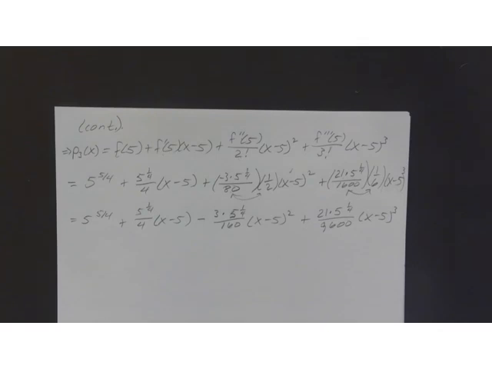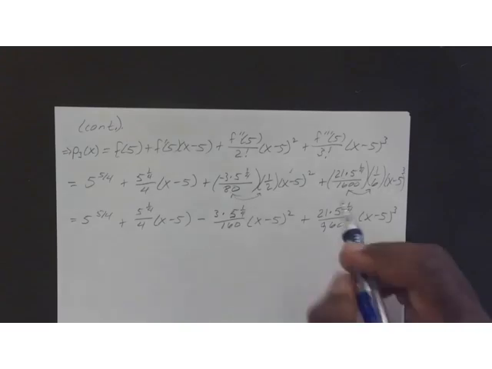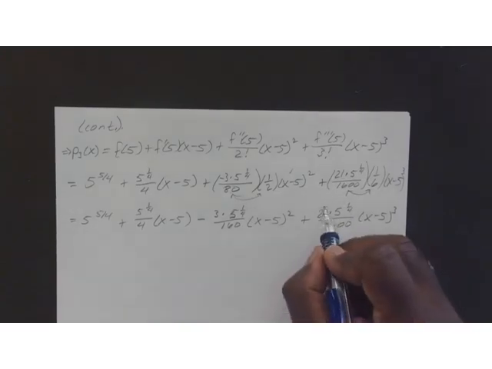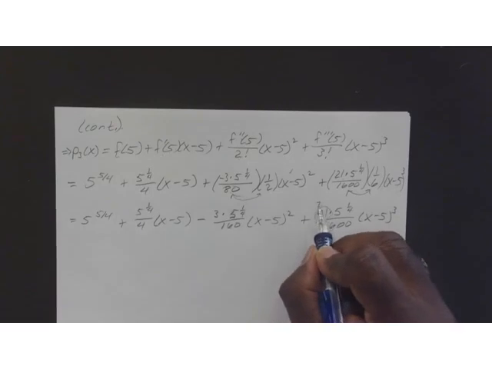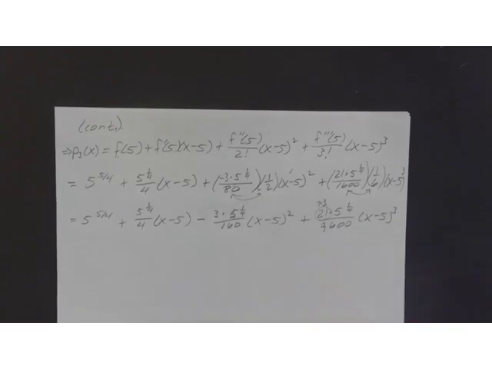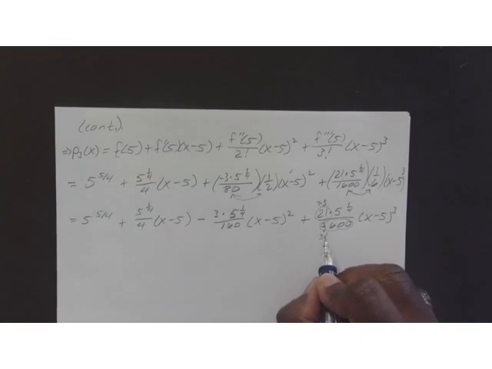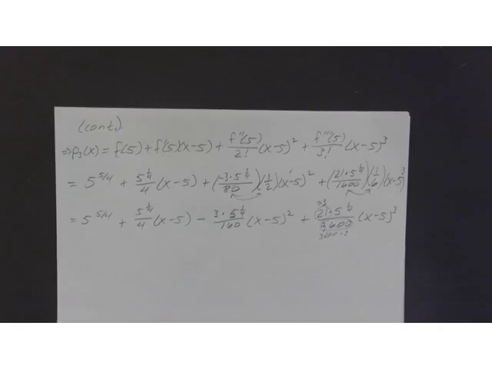Actually, this can be simplified one more time, only because 21, we know that's 7 times 3. And 9,600, that's 3,200 times 3. So the 3's cancel each other out.